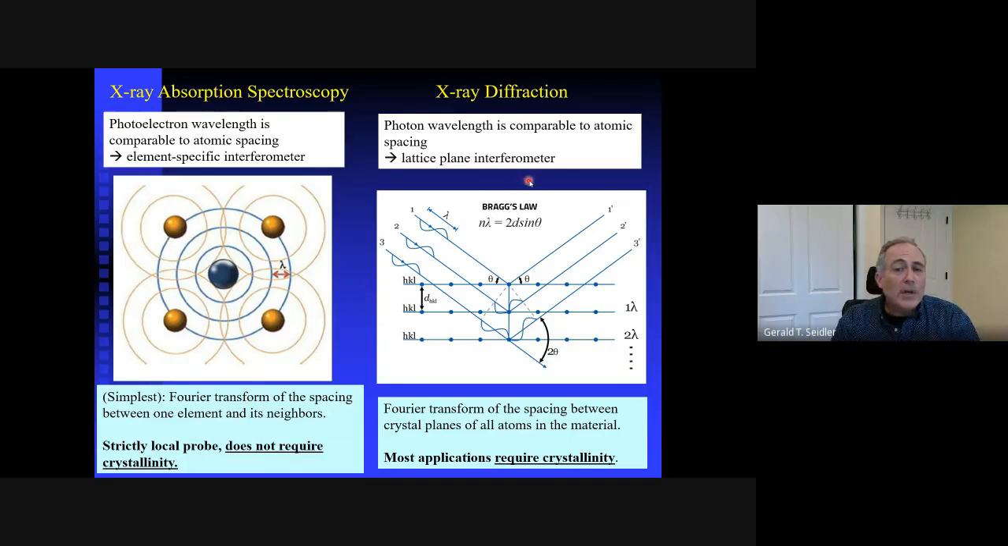By contrast, here's X-ray diffraction. Now you take the photon wavelength to be comparable to atomic spacing, and the lattice planes act as the basis for an interferometer. What you get out is the Fourier transform of the spacing between crystal planes of all atoms in the material. Most applications of X-ray diffraction require crystallinity. So right away, there are a couple of important differences between these methods. XAFS doesn't require crystallinity, and XAFS is element specific. On the other hand, XAFS is local, whereas diffraction is global. And depending on the problem, you may want one or the other.